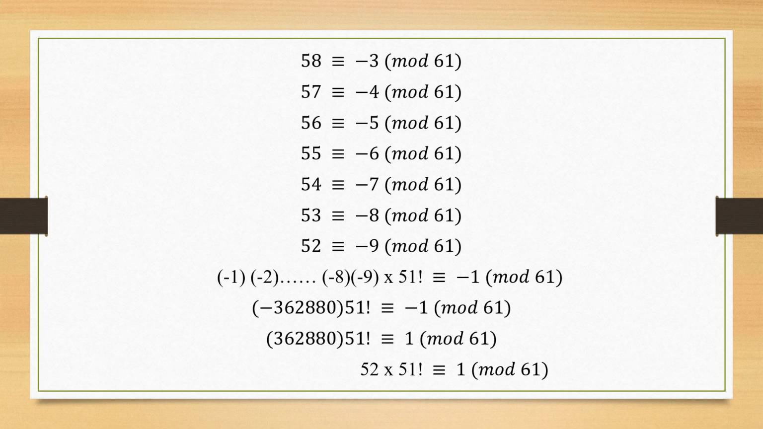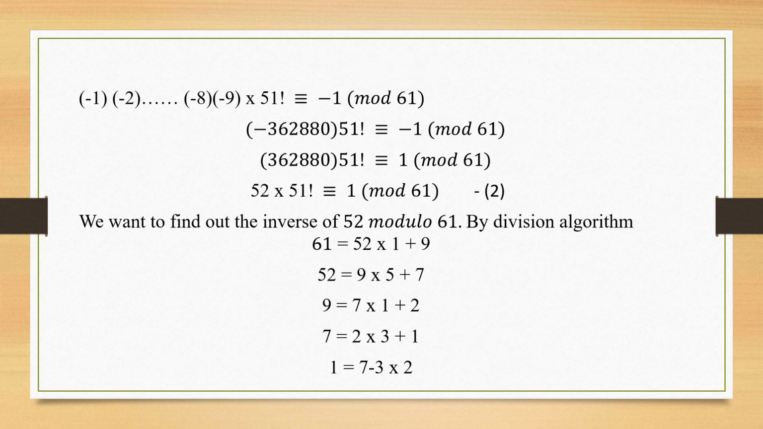So let's get on to the next slide. So it's going to be 52 cross 51 factorial, which is congruent to 1 mod 61. Name it as a second equation. Now, what I'm going to do here, we have to find out the inverse of 52 modulo 61. We are going to find the inverse of that.